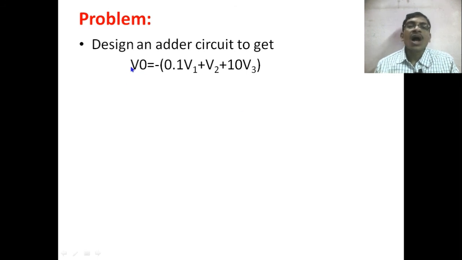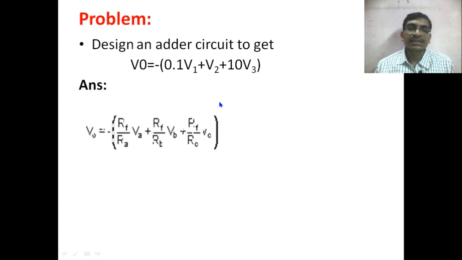So, this output voltage must be equal to minus of. This minus indicates that it is the inverting summer. If the minus is not given here, it means it is a non-inverting summer. Like that we have to assume first. And these input voltages have different scaling factors. So, 0.1 is the scaling factor for V1, V2 has the scaling factor of 1, and V3 has the scaling factor of 10.